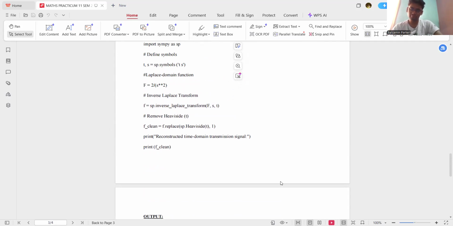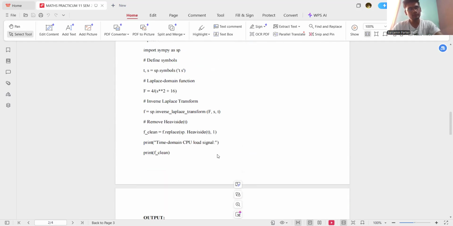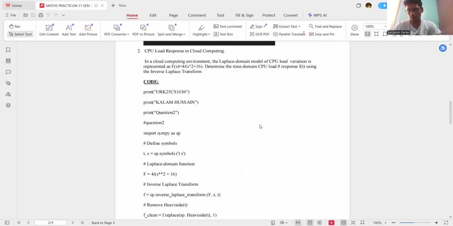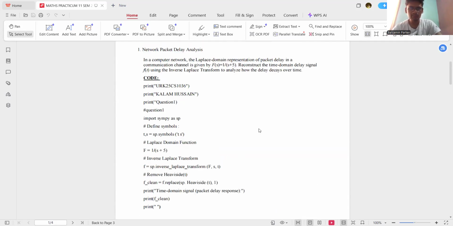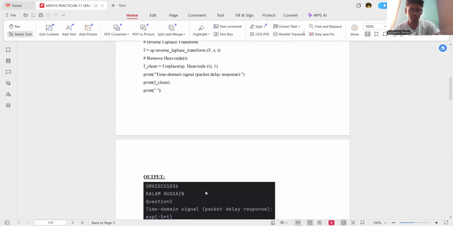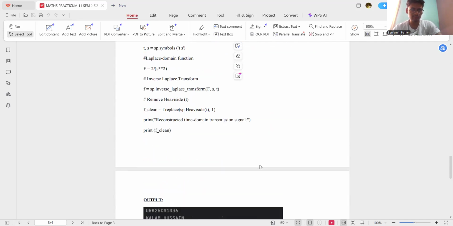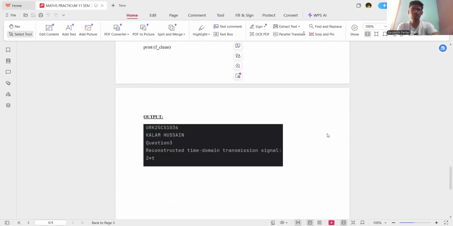So yeah, these are the codes which I determined and gave the output for. Let's go through and check this one, the first output, the second one, and the third one. And there you go. This is the overall practicum 11, which is basically to determine the inverse Laplace transform.